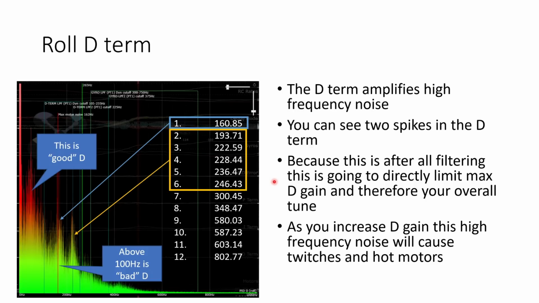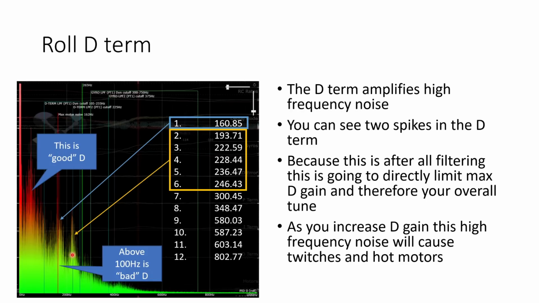Because this plot shows the D term after all the filtering that's applied, these spikes and this high frequency D term noise is going to directly limit the maximum D gain that you can have in your PID loop before you get twitches and hot motors. I know when I have too much D, my quad goes tick, tick, tick, tick in the air. And that sound tells me immediately that my D gain is too high and I'm hearing the noise on the D term affecting the motors.